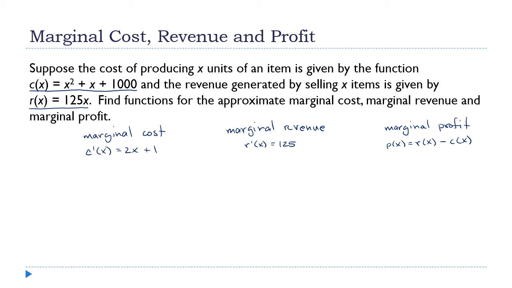Let's apply one of our derivative rules. Let's just differentiate both sides of this. If I do that, P prime of x is R prime of x minus C prime of x. And I already know what those two derivatives are. R prime is 125, and C prime is 2x plus 1. Be careful, you notice the parentheses I added there, so I'm subtracting the whole thing. So this is 125 minus 2x minus 1, which is 124 minus 2x. There's my marginal profit.